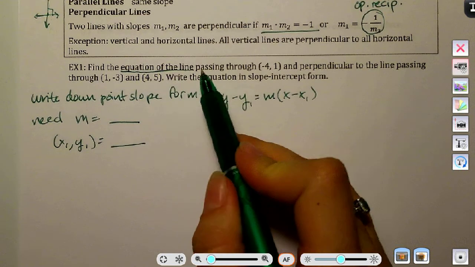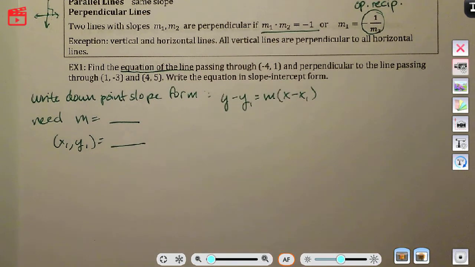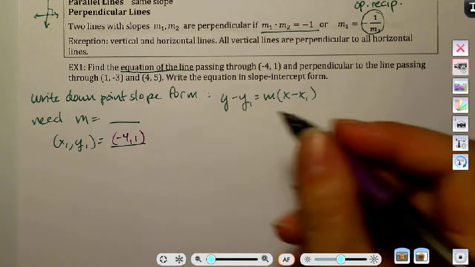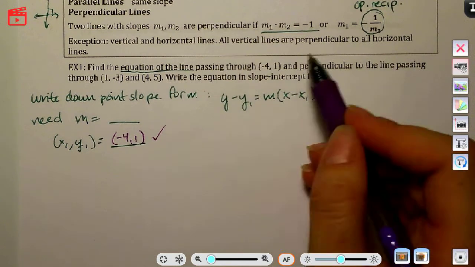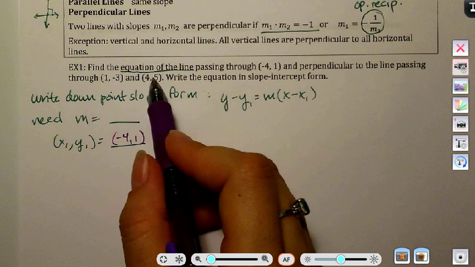So I want the equation of a line that passes through this point. Oh, look, I have a point. I am given a point. So here's my point, -4, 1. Awesome. And perpendicular, oh interesting, to the line passing through these 2 points.